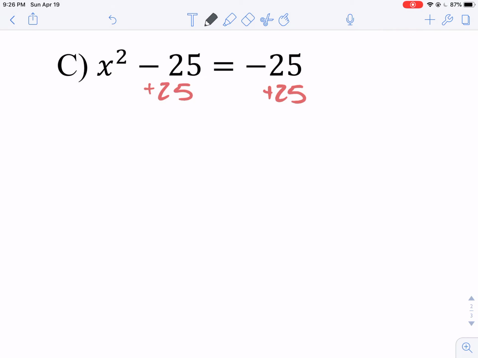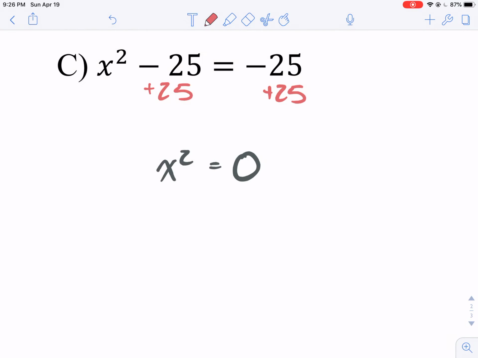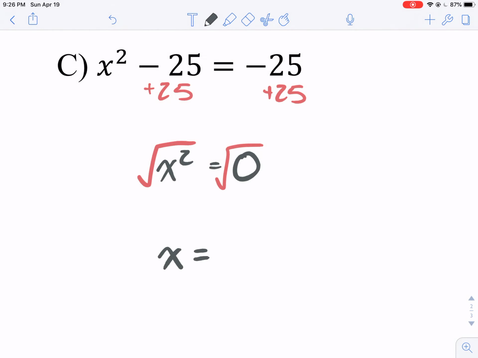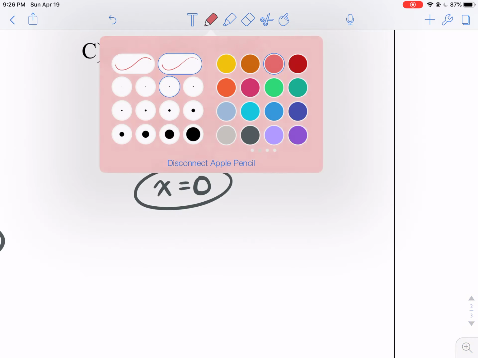These will cancel out. Awesome, leaving us with just x squared equals negative 25 plus 25. Well, that's 0. That's fun. I like when that happens. To undo the square, we're going to take a square root, giving us that x equals 0.